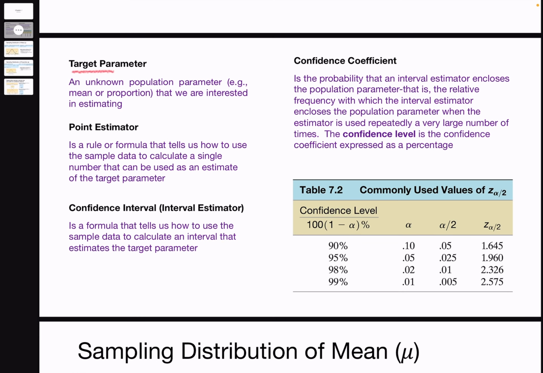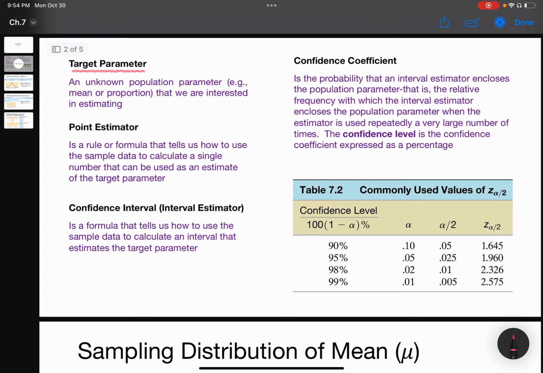Target parameter is usually a noun and it refers to a population parameter. It can be a mean or proportion that we're interested in estimating.